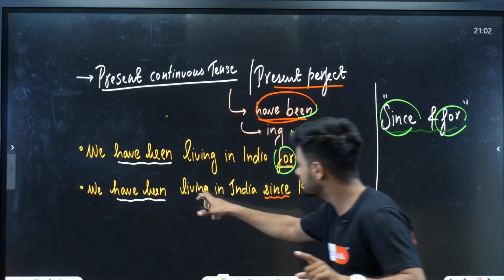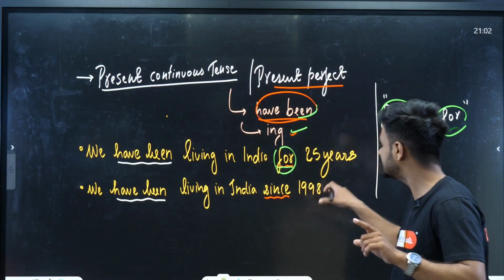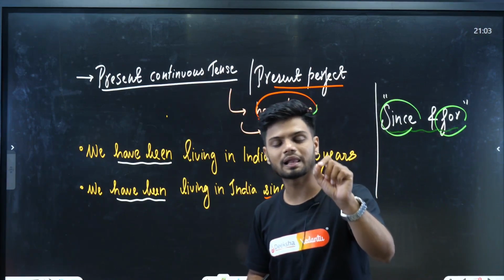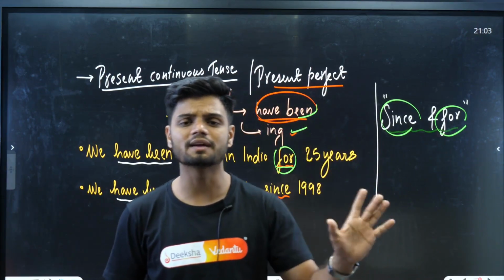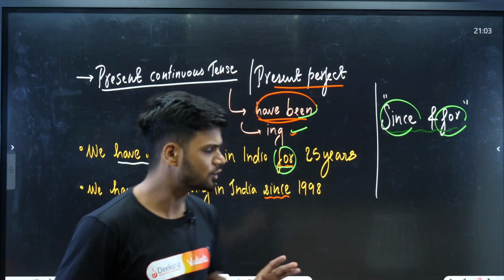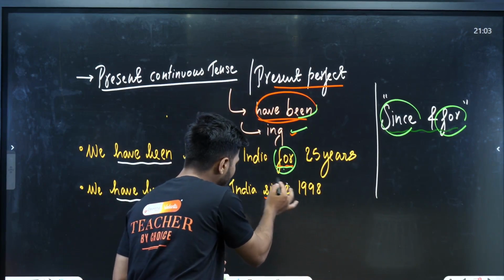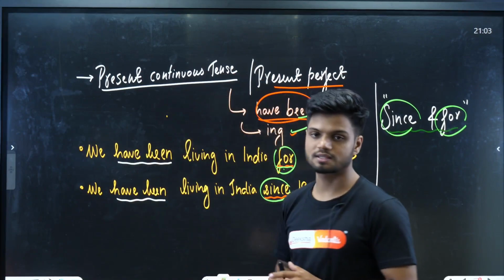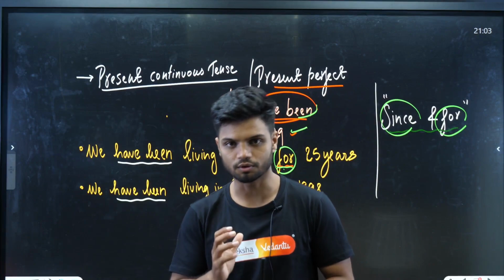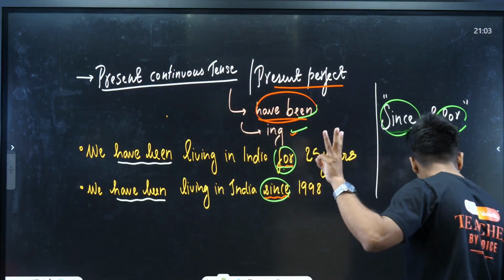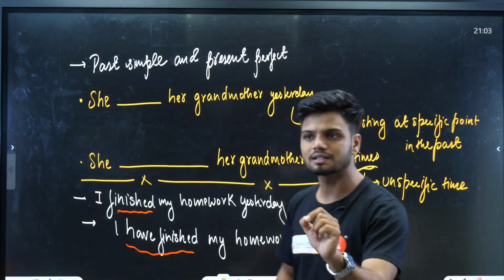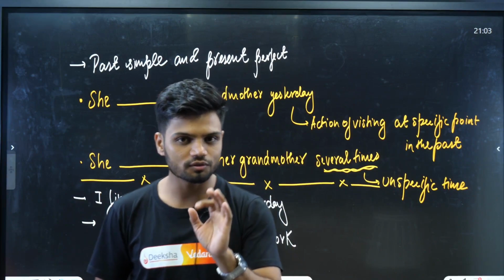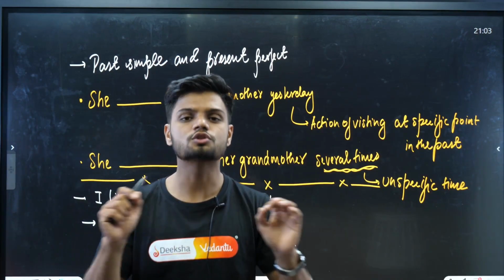So every single time you see a for or a since, we have been living in India since 1998. So that time blindly you can write have been living in India or have been. So try to identify for and since for your present continuous tense. This is very important. Okay. The third hack here, where the question can come from, and if you understand this last trick, you're sorted for grammar.